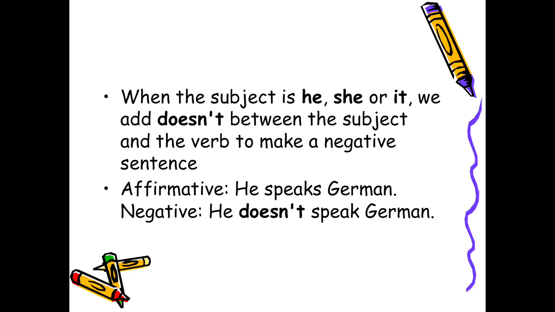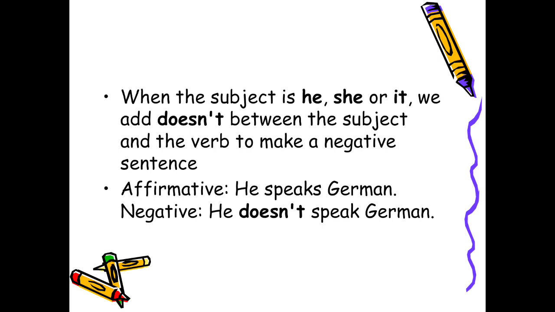So when the subject is he, she or it, that is, when the subject is going to be a third person, we add doesn't. With the first and second person, we add don't to make it a negative sentence. But here with the third person, you will be using doesn't. This is where you make many mistakes when you're speaking. So concentrate on it. When you're talking about the first person and the second person, you will be using don't to change an affirmative sentence into a negative sentence.